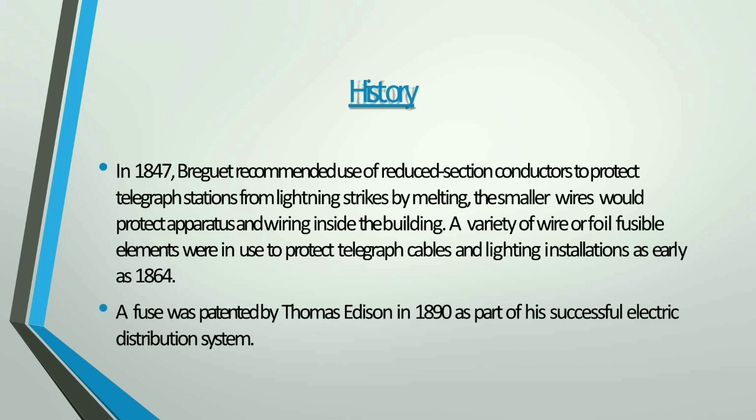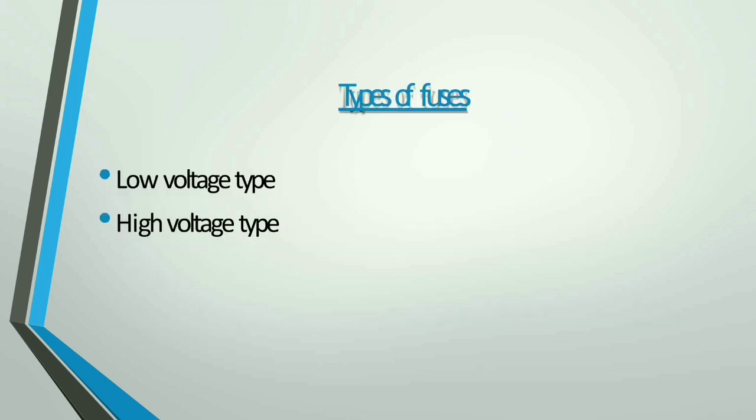History. In 1847, Breguet recommended the use of reduced section conductors to protect telegraph stations from lightning strikes by melting. The smaller wires would protect apparatus and wiring inside the building. A variety of wire or foil fusible elements were in use to protect telegraph cables and lightning installations as early as 1864. A fuse was patented by Thomas Edison in 1890 as part of his successful electric distribution system.